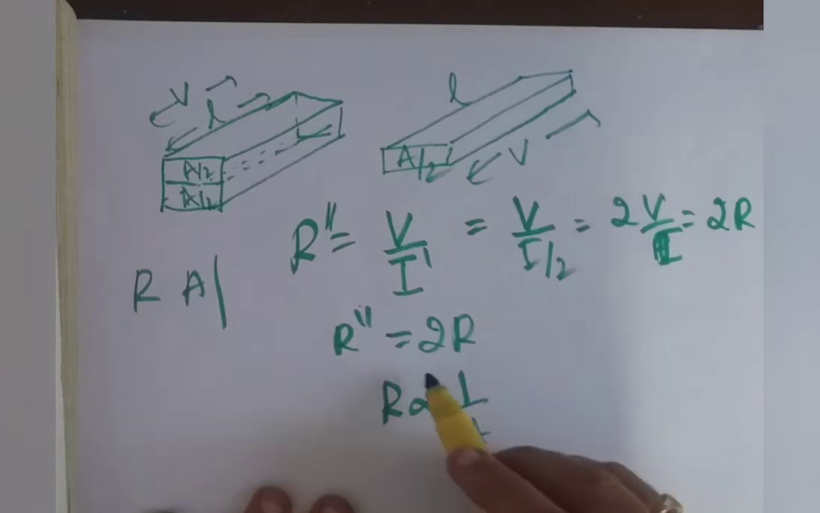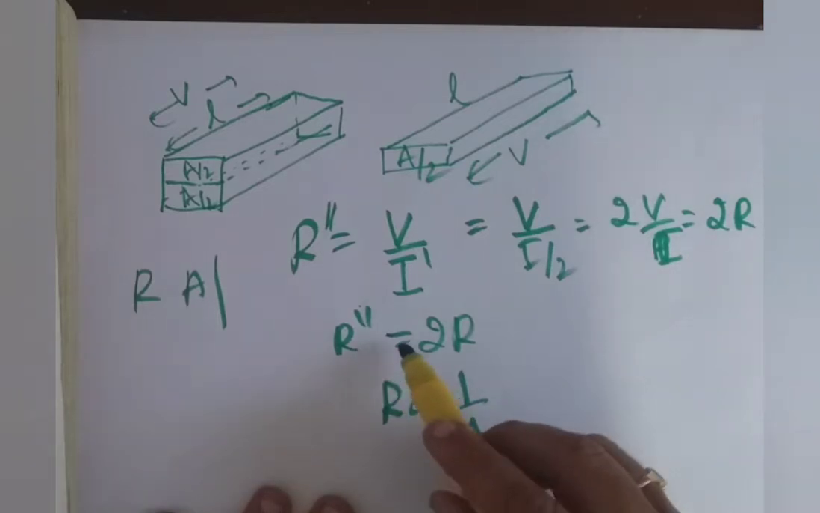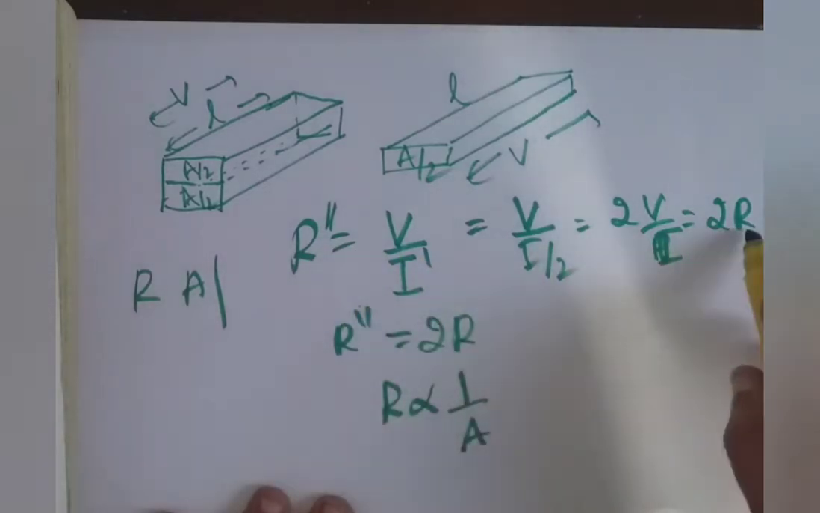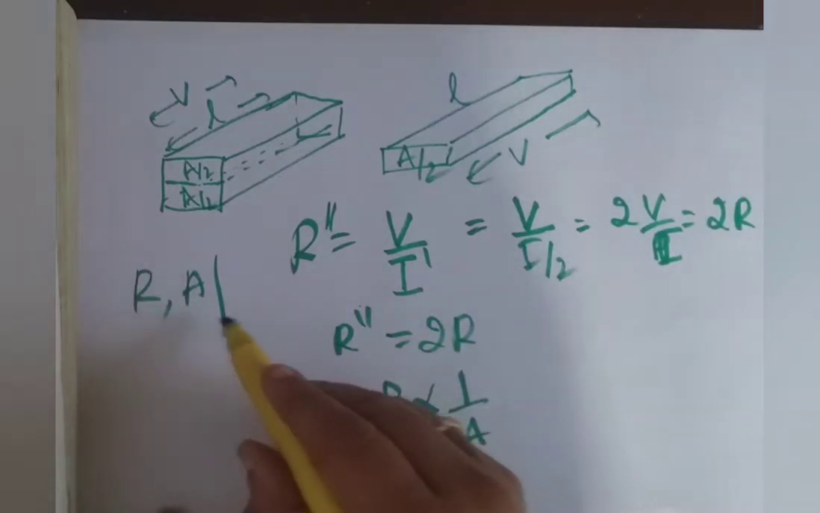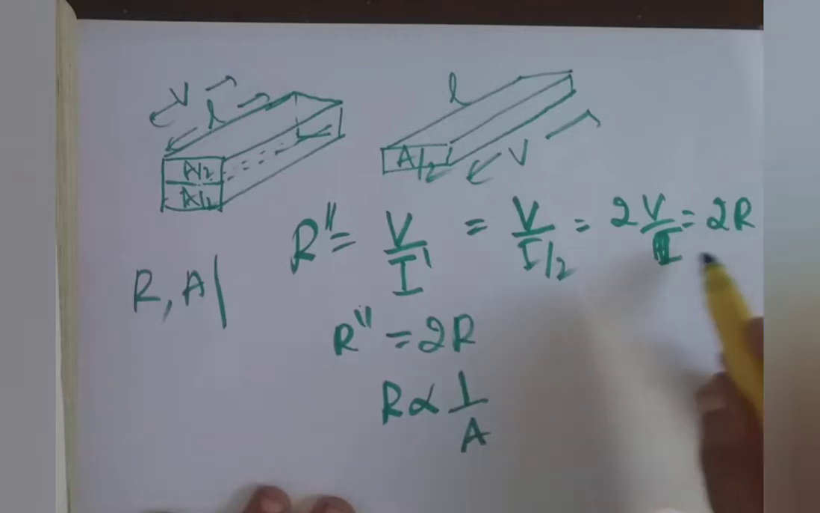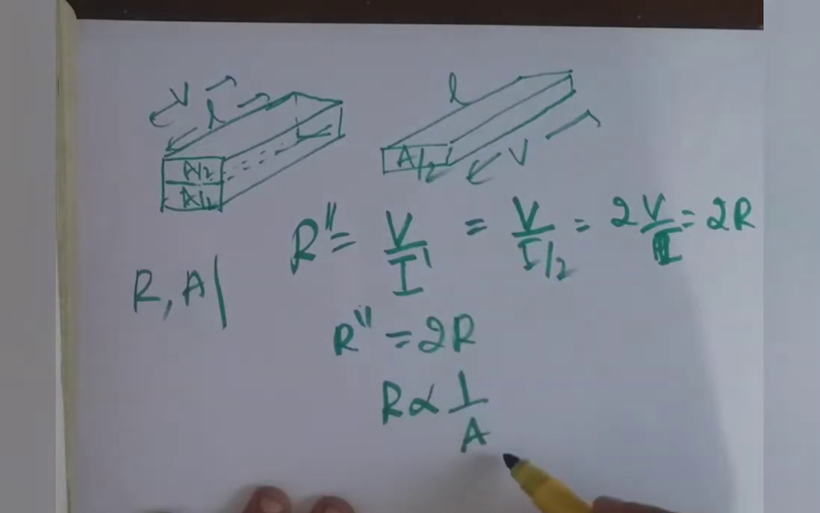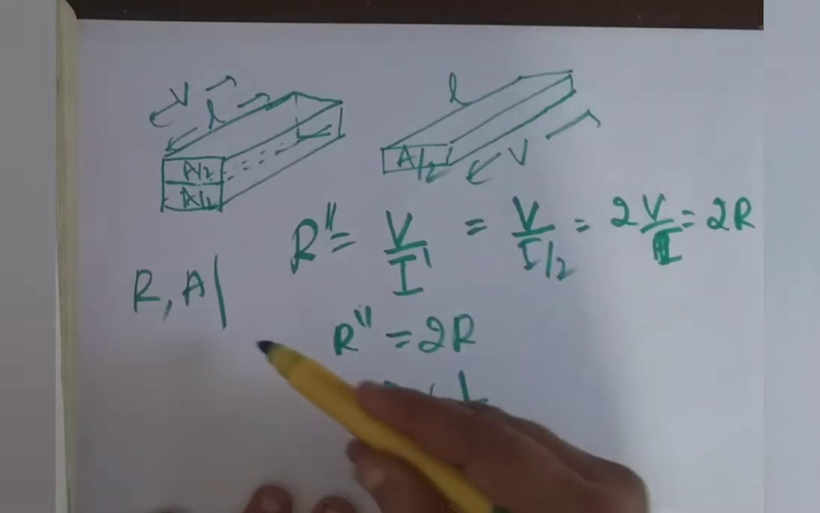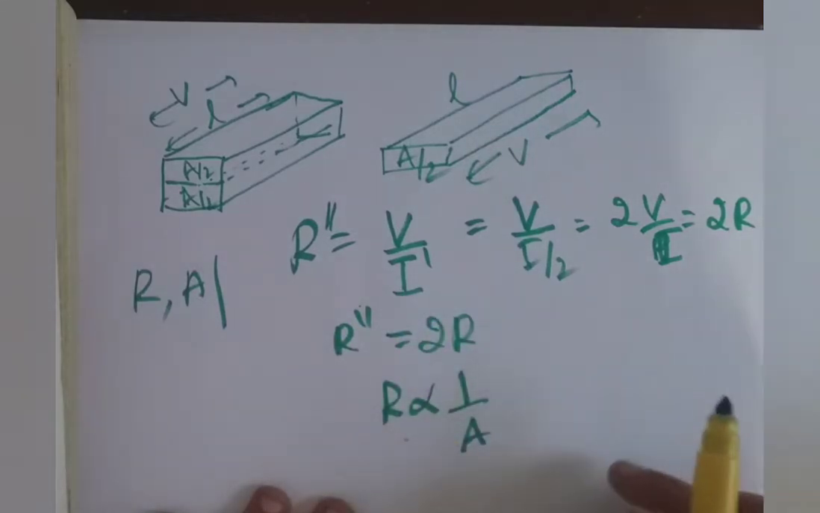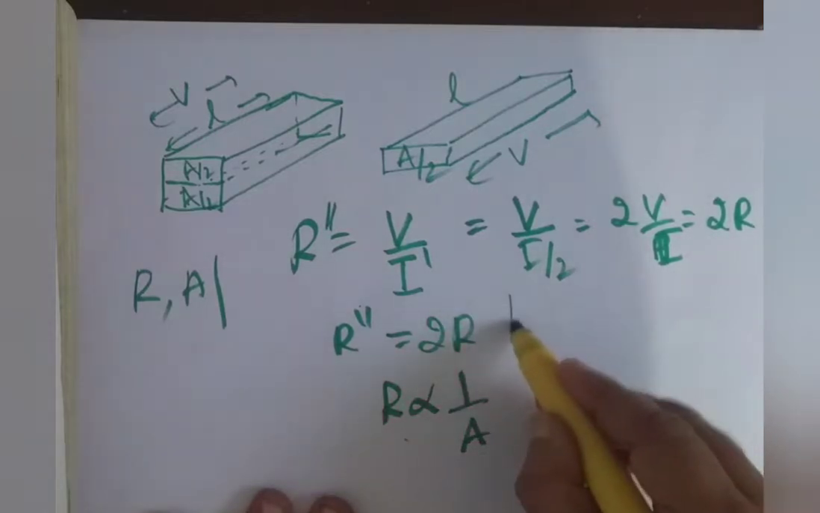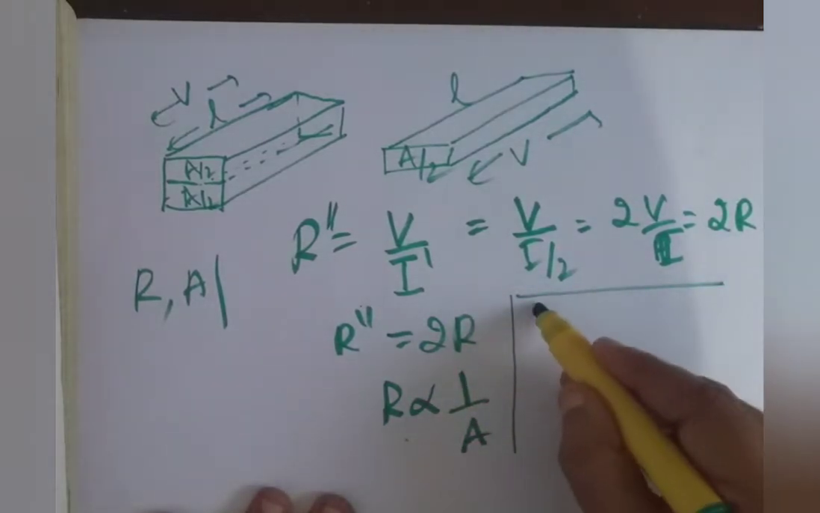Have you observed? Let me go through it once again. R double dash equals 2R, but we know R is for A. For 2R, it is only half of the area, A by 2. Therefore, as area increases, resistance decreases. Therefore, R is inversely proportional to area of cross section. So, finally, we have two dependence factors there.